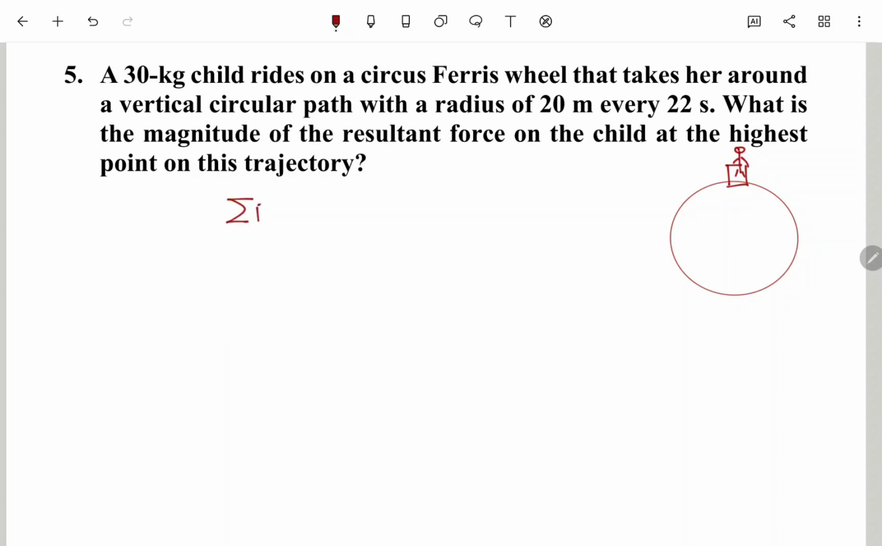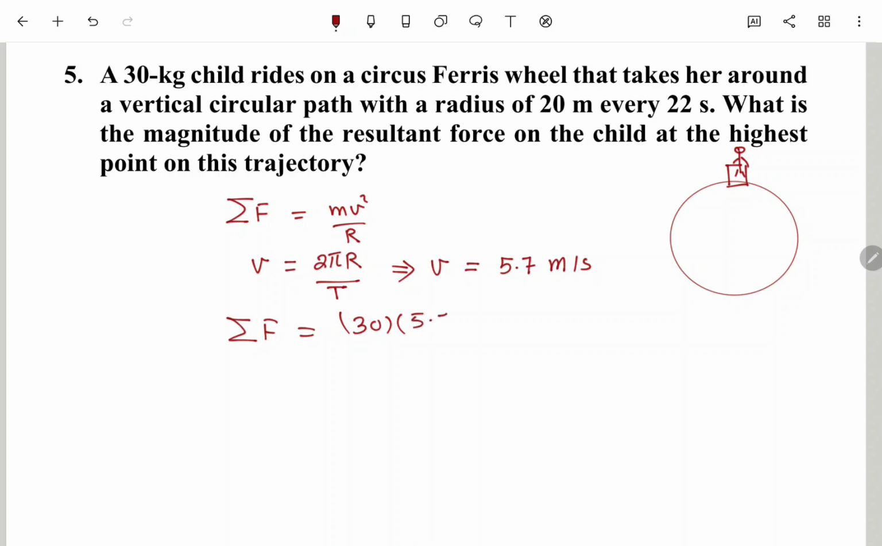Again, the sum of all forces is equal to mv squared over r, and v in this case is equal to 2 pi r divided by the period. Now v in this case is equal to 5.7 meters per second. Now the sum of all forces is equal to 30 times 5.7 squared divided by 20, or in other words it's equal to 48.7 newtons.